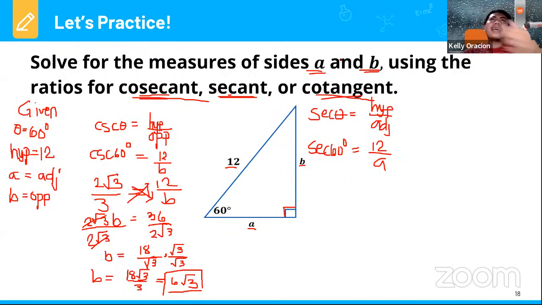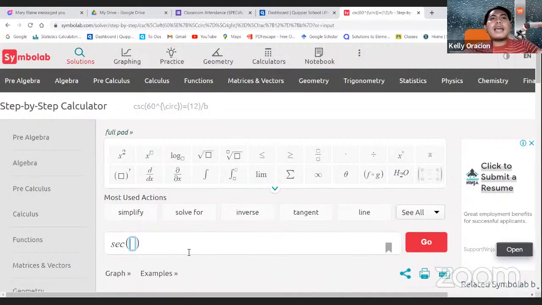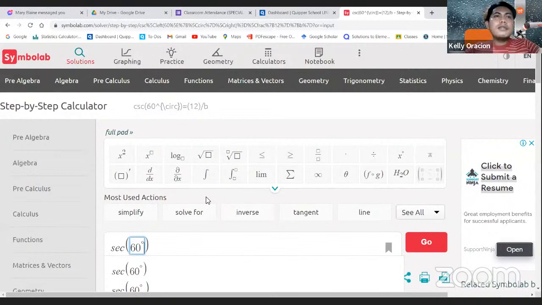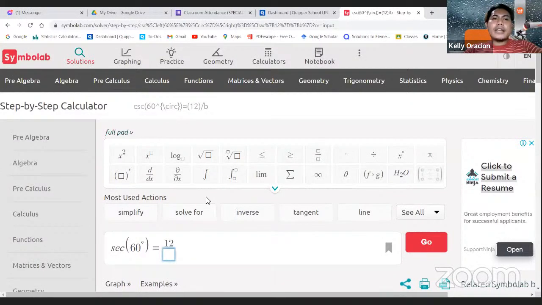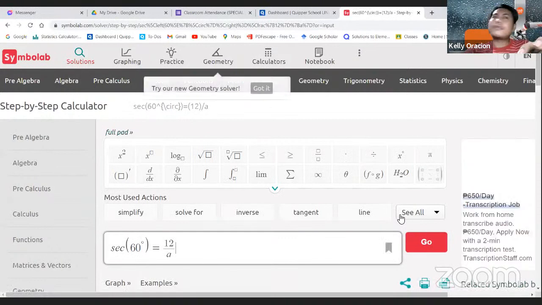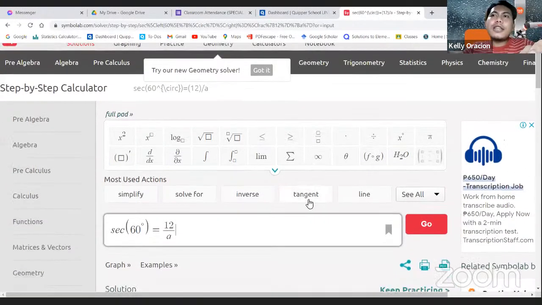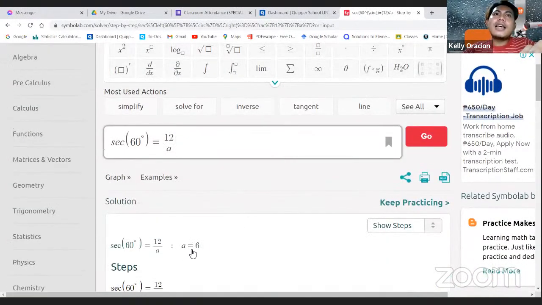So, you can use Symbolab again. Yan. Symbolab natin na Symbolab. Punta tayo Symbolab. Sec 60 degrees, degree symbol here, equals 12 over A. Go. Click yung go. Ang lalabas na sagot is 6. Okay? 6 na yung lalabas na sagot.